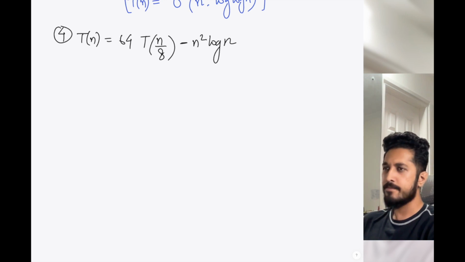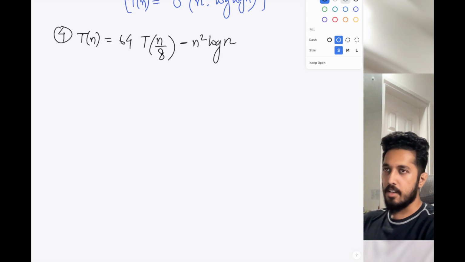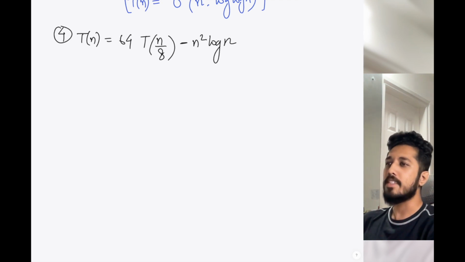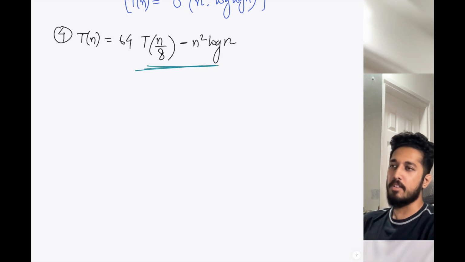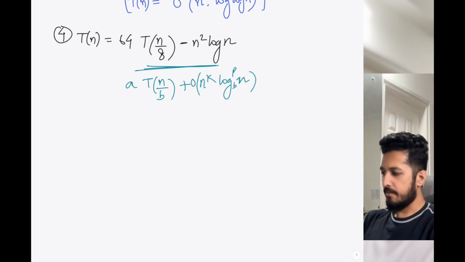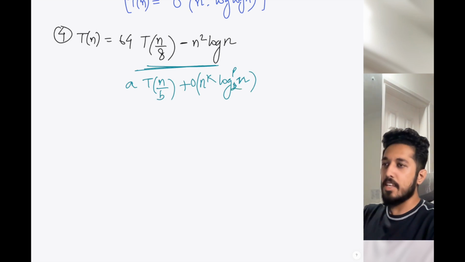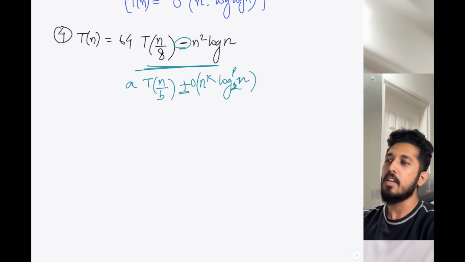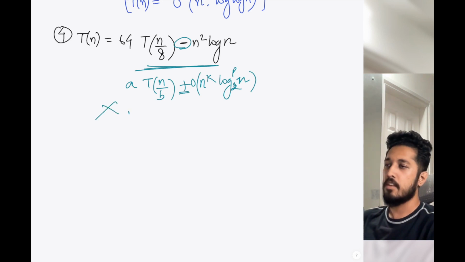1, 2 and 3. So if we try to compare this equation with the Master's theorem equation, this is not of the form which Master's theorem states. Master's theorem states that it has to be of the form a T of n by b plus big O of n power k log power p of n, with base b. Here the function has a negative sign, but the form requires a positive sign. So this is not of this form, and we cannot apply Master's theorem in this case.